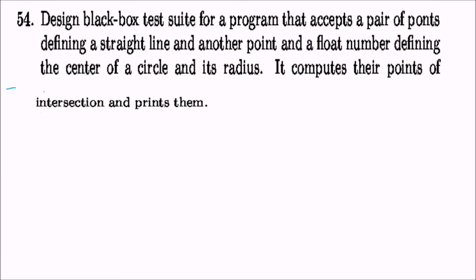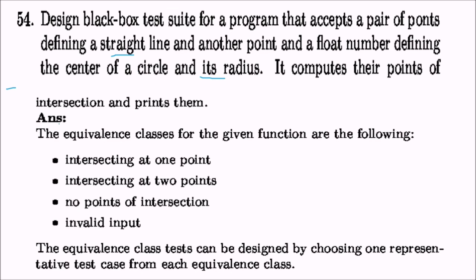54. Design black box test suite for a program that accepts a pair of points defining a straight line and another point and a floating number defining the center of a circle and its radius. It computes their points of intersection and prints them. So it would be intersection at 1 point, intersection at 2 points, no point of intersection, and invalid input.